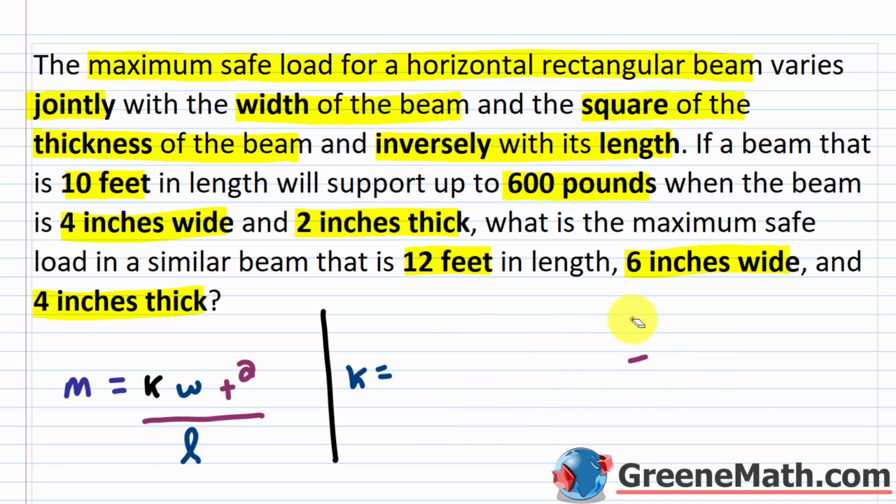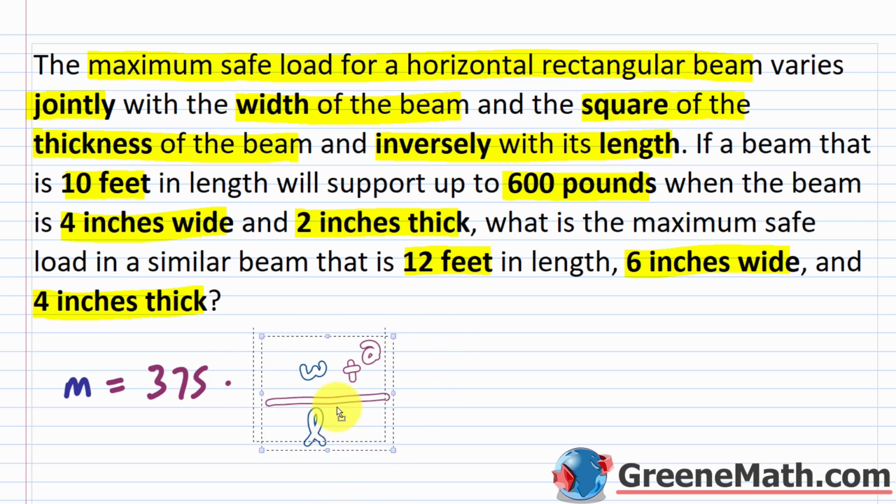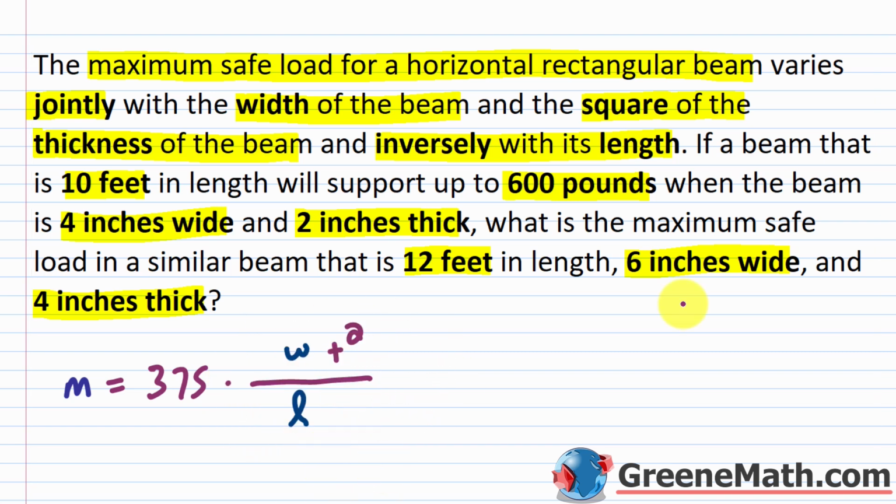Let me get rid of this. I think what I'm going to do is just write the K out in front. So 375 and then times, we'll just scooch this up like that. And basically at this point, we're just ready to plug in. So it says, what is the maximum safe load in a similar beam that is 12 feet in length? So again, the length is down here. So just plug in a 12. 6 inches wide. So the width is right here. So let's plug in a 6. And it says, and 4 inches thick. So you're going to plug in a 4 there. Don't forget to square that. So this is 4 squared.